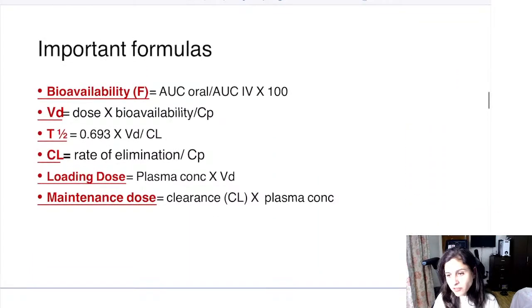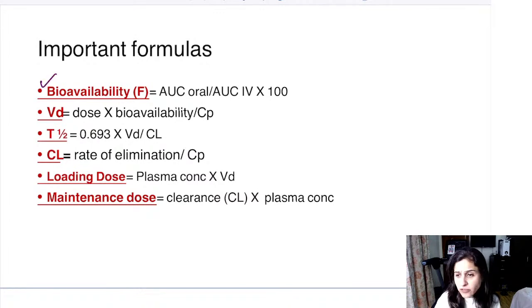So these are some important formulas which can be asked, or they can give you values and you have to calculate, let's say, the bioavailability. The formula for bioavailability is area under curve by the oral route divided by area under curve of the same drug by the IV route. So your values would be provided to you and you just have to put these values in and get the answer. Nothing complicated. They'll give you the values. You only should know the formulas. That is what is important. You have to memorize the formula so that you know what needs to be put where.